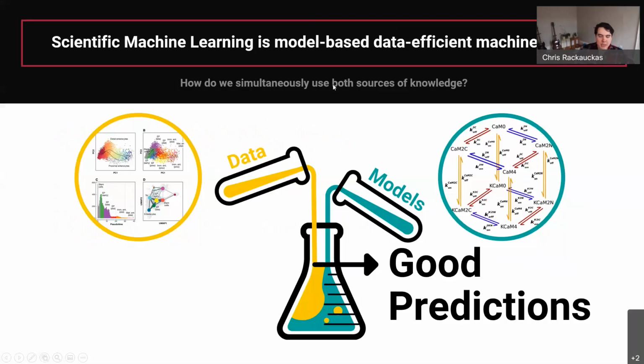So, what is scientific machine learning? First of all, scientific machine learning is model-based, data-efficient machine learning. Traditional data science or machine learning is all about how do I take a model, or just a clump of data, and get the best prediction from that. Now, people who do mechanistic modeling, like physical models or biochemical models, generally have ordinary differential equations, Gillespie simulations, or agent-based models that capture their system.